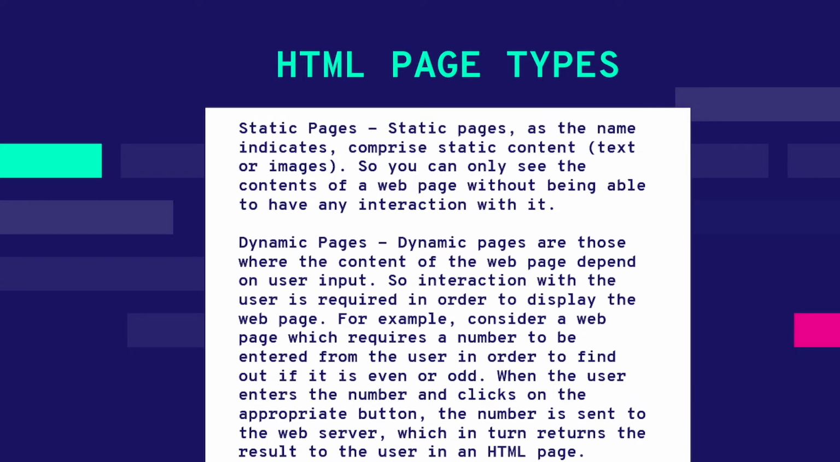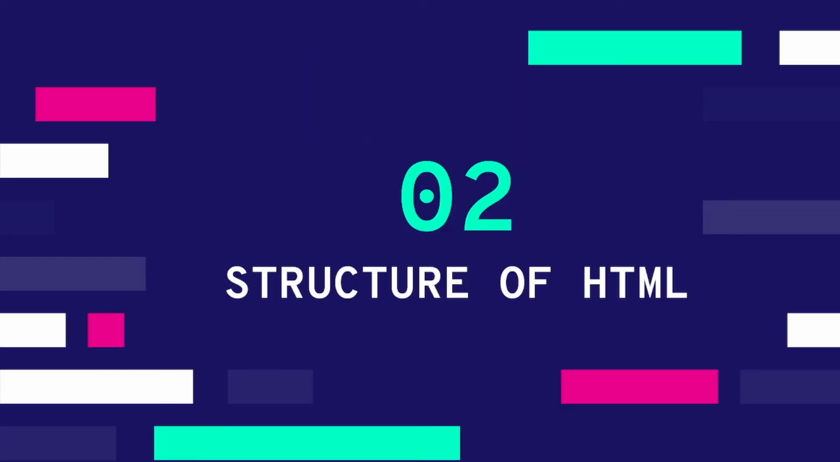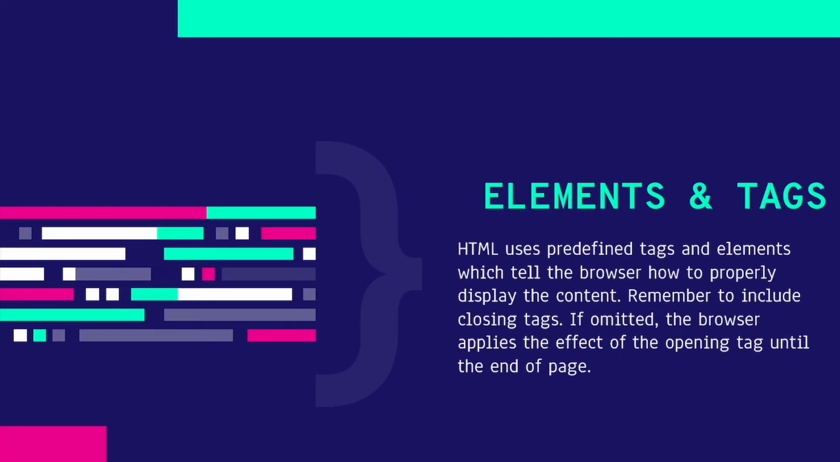So there are two kinds of pages in HTML, a static and a dynamic page. Let's understand the structure of an HTML page. HTML is comprised of elements and tags. HTML uses predefined tags and elements which tell the browser how to properly display the content. Remember to include closing tags. We'll discuss it in the next video in a practical manner. Let's understand the theory first. If omitted, the browser applies the effect of the opening tag until the end of the page.